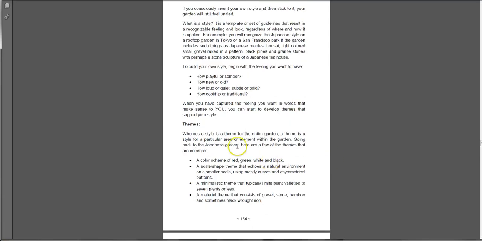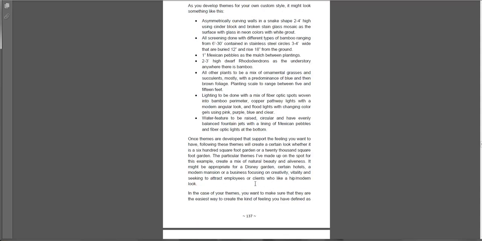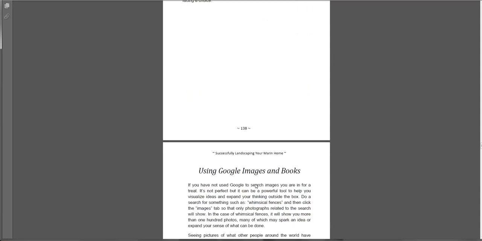And then when you pick themes, you want to pick themes that relate to the style, that relate to the house, that relate to what you want and your values. You can have color themes and shape themes and themes of minimalism or themes of chaos. There's many different ways to pick a theme. But that's kind of a core tool to use.